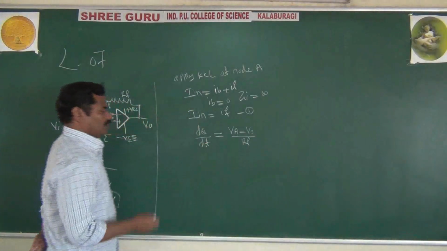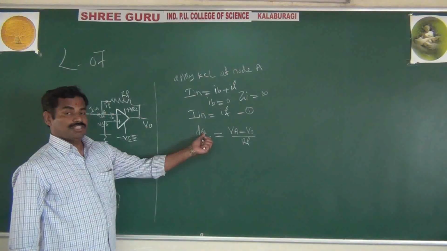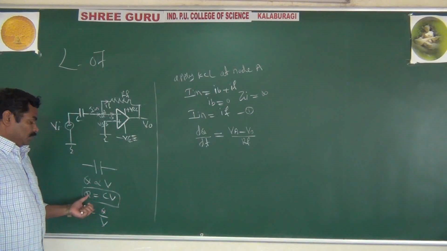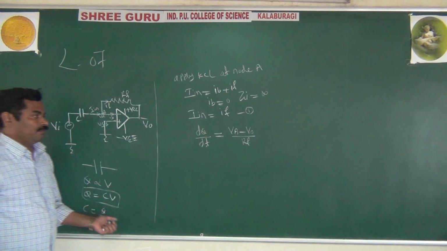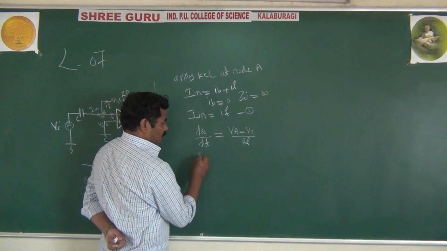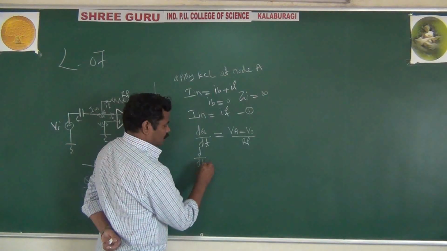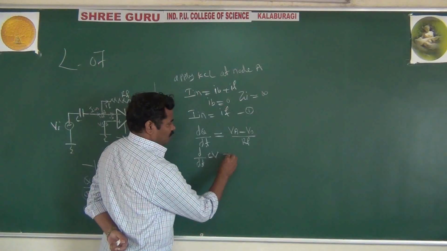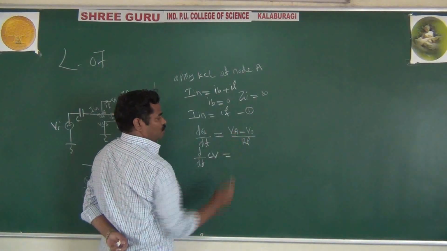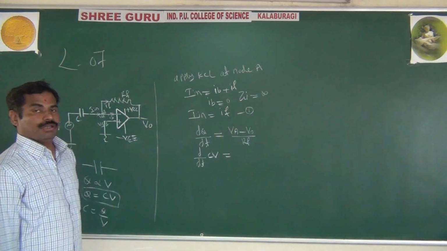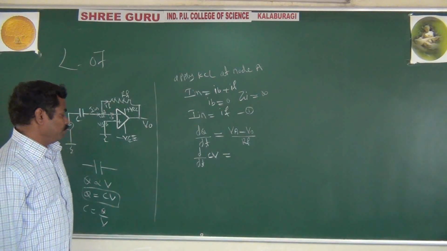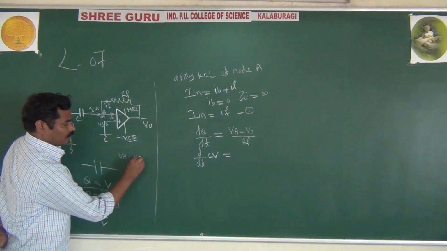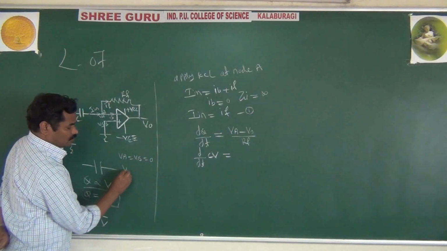And here, in place of Q, what can you write? We can write C into V. According to this equation, in place of Q we can write C into V, and we can write d by dt into C into V. This is as usual, and here VA is 0. Why is VA 0? Because of the virtual ground concept. Because of virtual ground, VA, VB equal to 0.